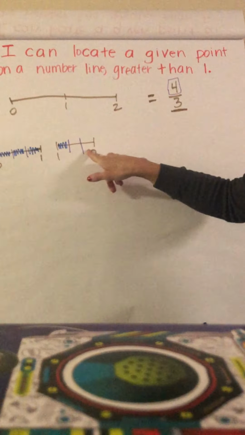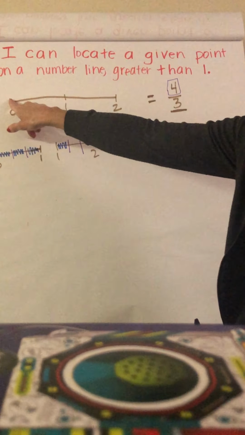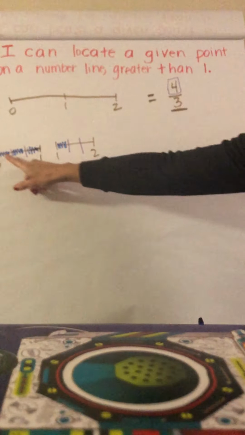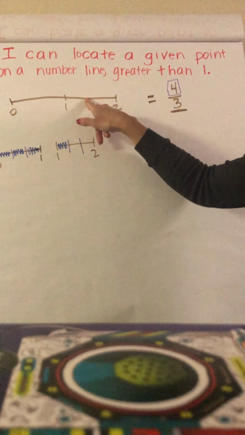Now, let's put this number line back together because we know when we draw a number line, it does not look like this. We don't leave these spaces here. It should look like this. So let's put this on this number line.